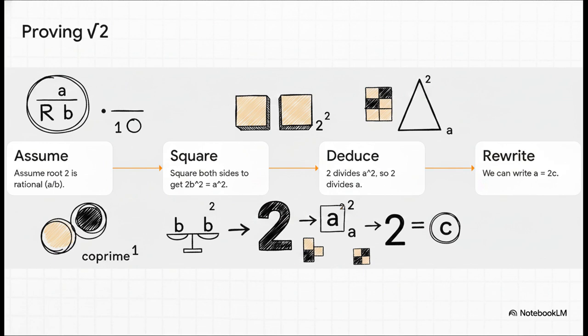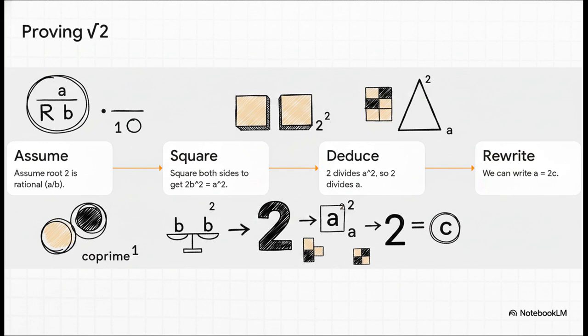And we assume a and b are coprime, meaning they are fully simplified and share 0 common factors other than 1. Step 2, we square both sides to kill the root, rearrange it, and we end up with the equation 2 times b squared equals a squared. Now look closely at step 3. Because a squared equals 2 times something, a squared has to be an even number, divisible by 2.